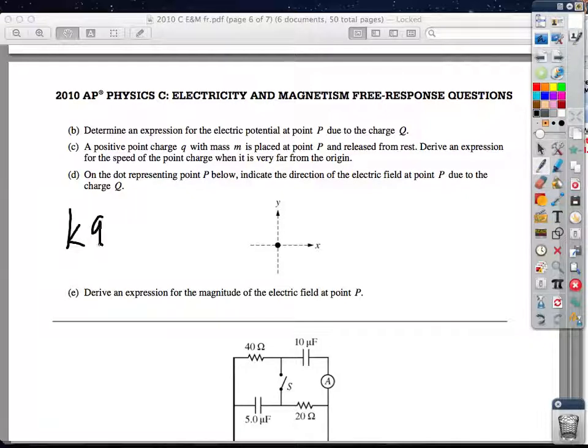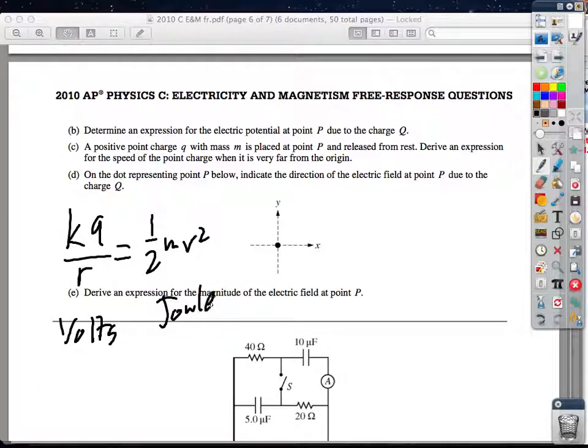See, KQ over R, if you set this equal to 1/2 mv squared, the problem is you've got volts equal to joules. Now, don't lose hope yet, right? Because if this is the first thing that popped in your head, it's actually a pretty good thing. What do I need to get volts to work? What turns volts into joules? Not Q. Yeah, it's coulombs. So if I can get coulombs times volts, I'm good.